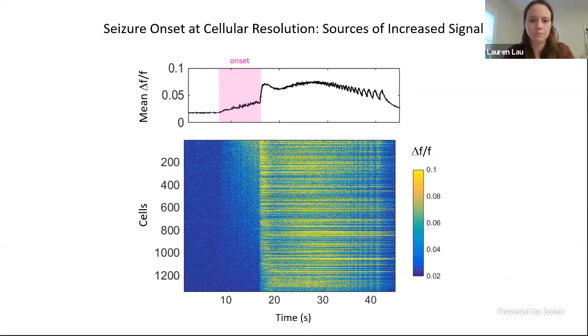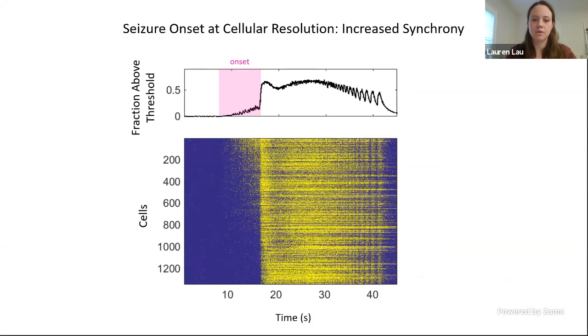calcium activity over time. And one way that I think about how population levels change is basically to say, is a cell active or inactive? So in this case, I've set a threshold on a cell-by-cell basis to convert that activity into a binary above or below threshold. And in this way, we can plot the fraction of neurons above threshold. So as expected, we see that during the onset period, there's an increase in the number of active cells, and we're looking at this as our measure of synchrony. So we have an increased synchrony during the onset phase, and especially at this transition to frank seizure.